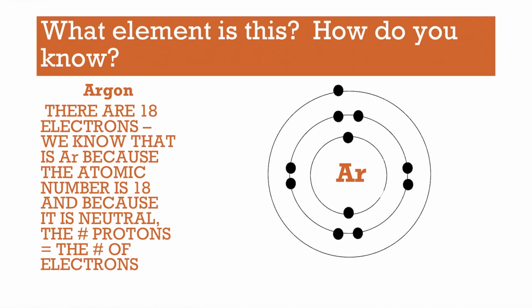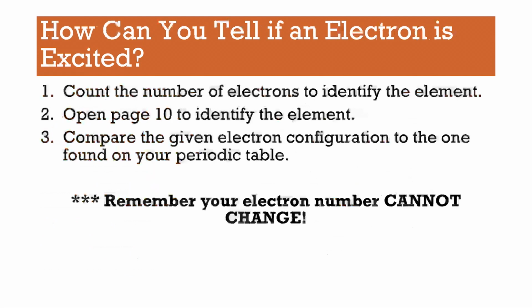This argon has 18 electrons, and we know it's argon because electrons equal the number of protons if we're talking about neutral atoms, and we said it's a neutral atom, so protons equal electrons. It is argon.